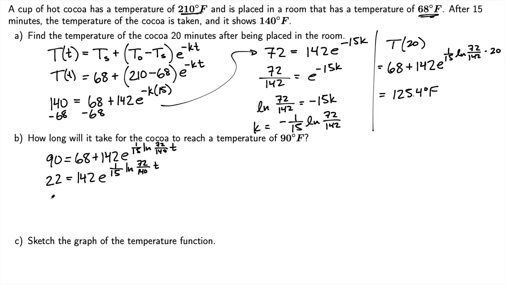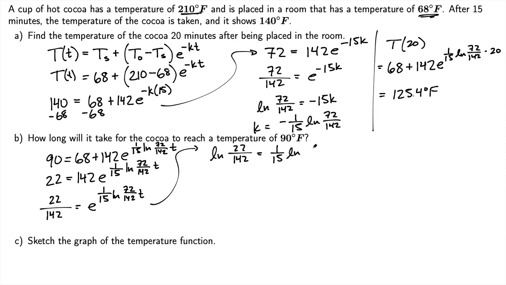We can divide both sides by 142. So 22 over 142 equals e to the 1 over 15 natural log of 72 over 142. I somehow changed that into a 140. Let's be careful about that. That's 142, t. And now to get rid of the e, we take the natural log. So the natural log of 22 over 142 is equal to 1 over 15 natural log of 72 over 142 times t.